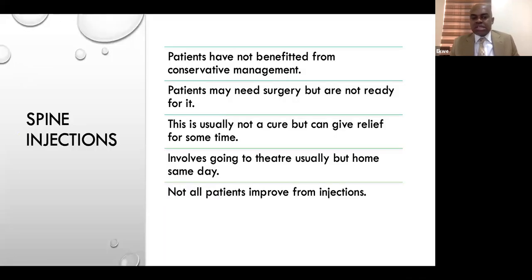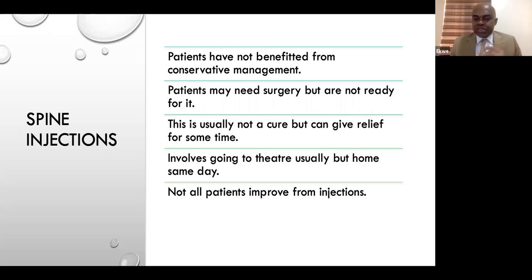The second type of treatment that patients get, especially when conservative management is not working, is spine injections. Now, injections are peculiar because they are not meant to cure the patient. But it can give you long-term relief, sometimes 6 months, sometimes up to 24 months. And patients tend to like that because the injections, even though it involves going to theater, usually go home the same day. There's usually not much involved, and it's not as expensive as surgery and not as scary because nobody's cutting you open and all that.